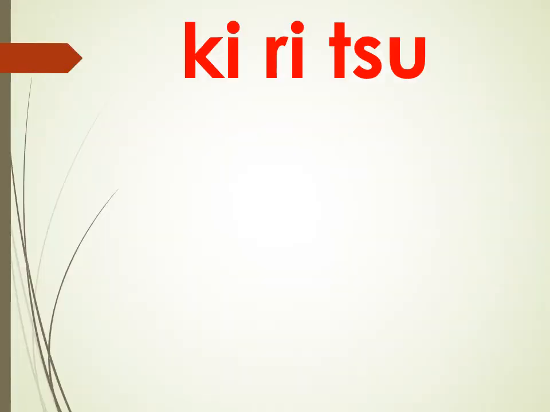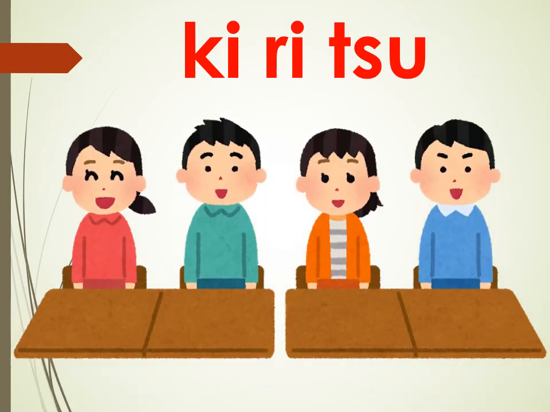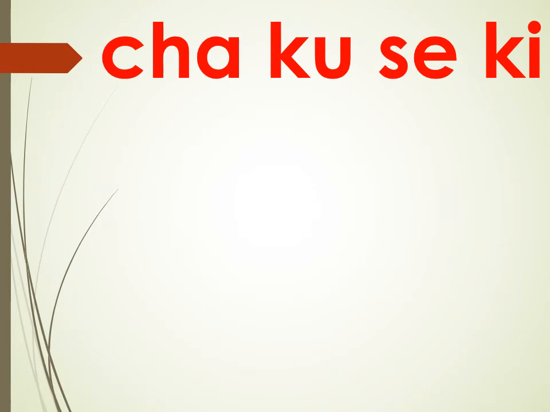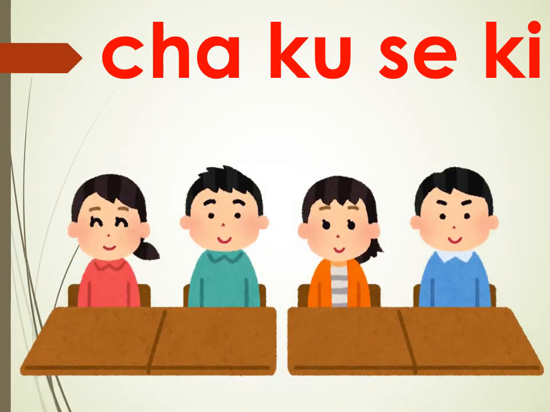Okay, let's have a quick revision. What is 起立? It is stand. What is 礼? It is bow. What is 着席? It is sit.